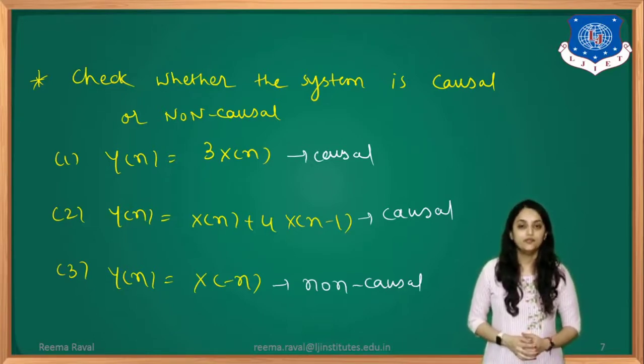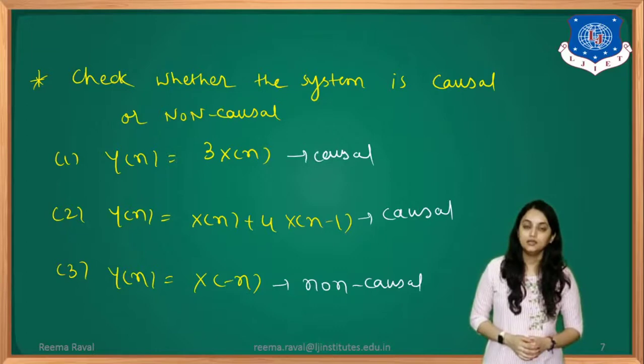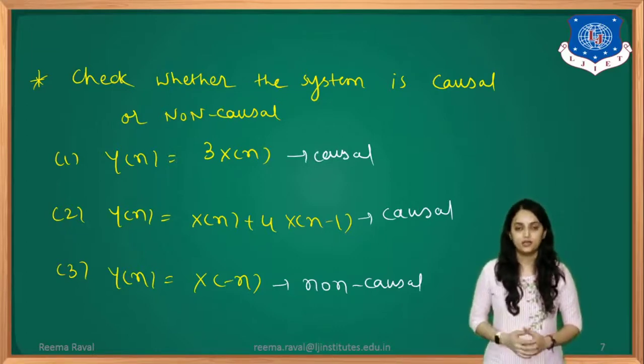Next one is y of n equals x of n plus 4 into x of n minus 1. Now again it is a combination of present and past values. That's why again the system becomes a causal system.